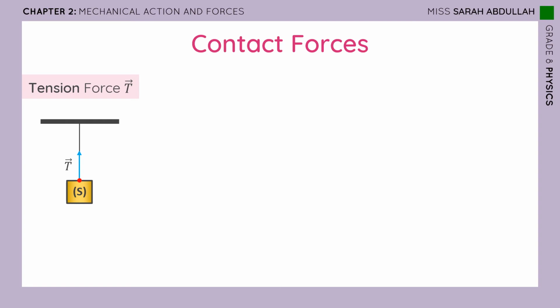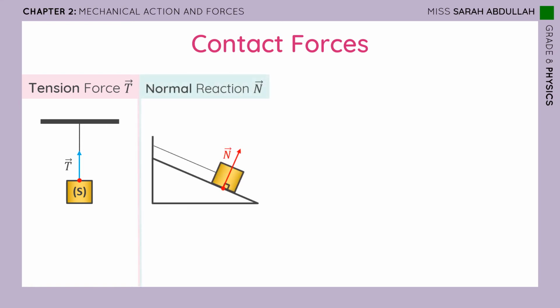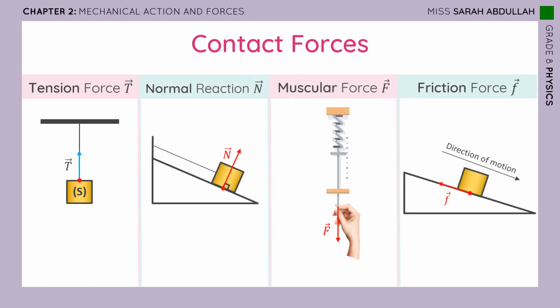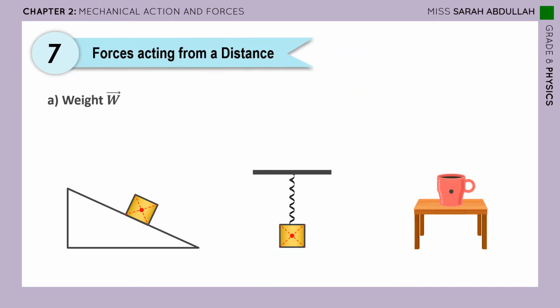All right. So the four contact forces that we talked about are the tension force, the normal reaction, the muscular force, and the friction force. All right. Now moving on to the forces acting at a distance. Now moving on to the last part of the chapter, talking about the forces acting from a distance. Okay, so the forces here are no longer in contact.